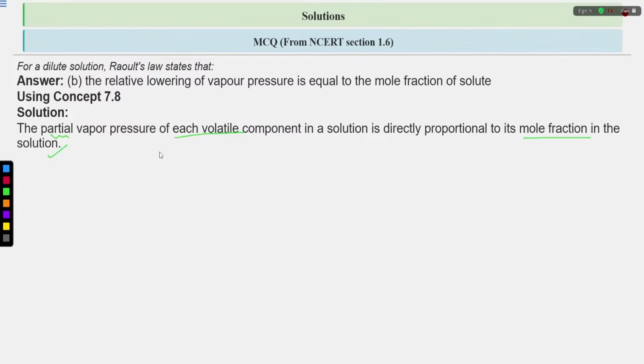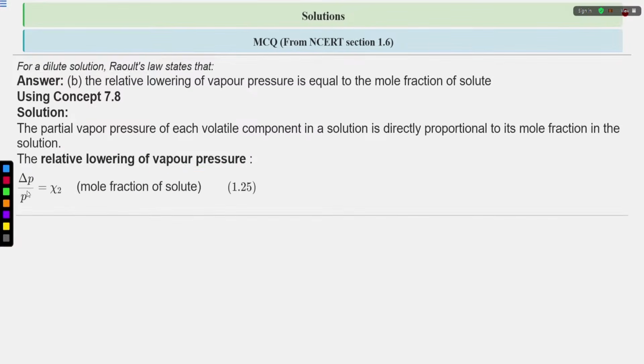What does that mean? That the partial vapor pressure of each volatile component in a solution is directly proportional to its mole fraction present in the solution. When you remove the proportionality sign, there will be an equals sign and a constant comes. So the relative lowering of vapor pressure, if you write it, will be delta P divided by P naught equals chi2, which is the mole fraction of the solute.